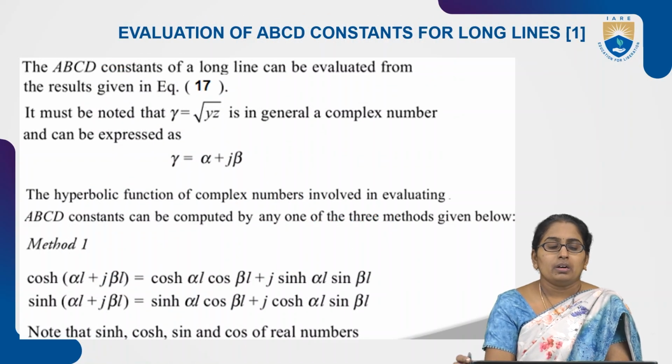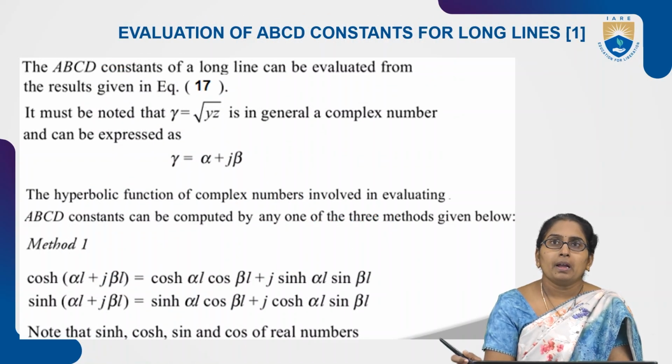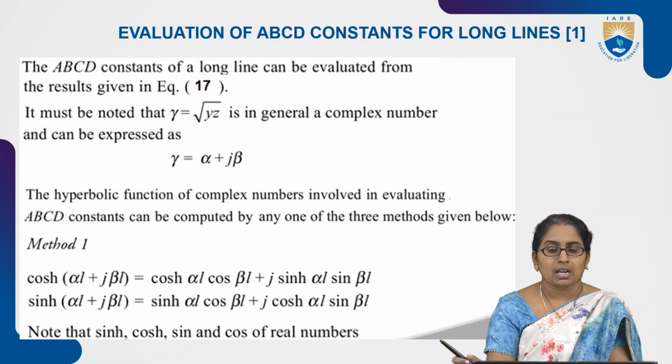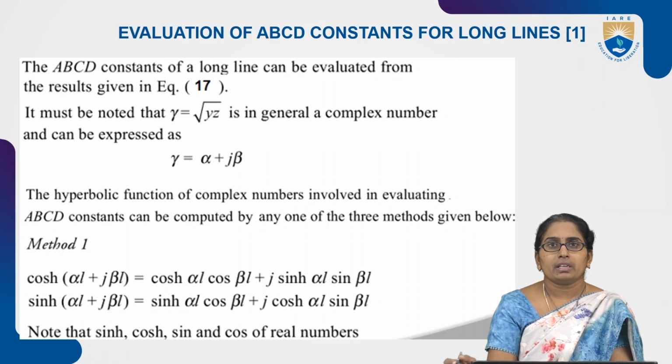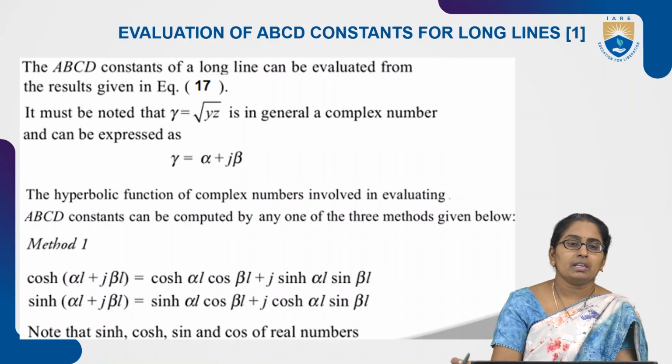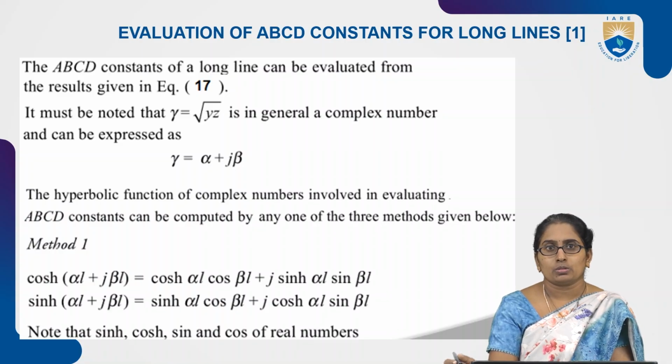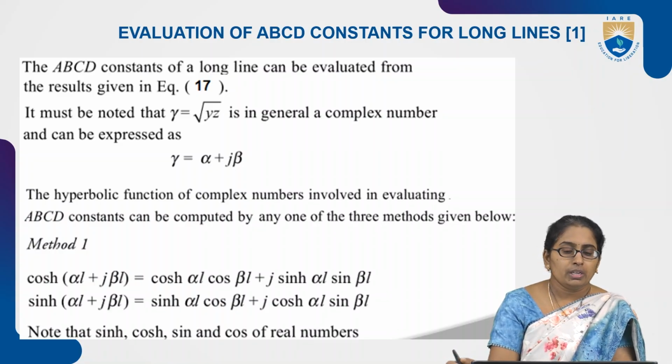Now, one more point here: how to evaluate the ABCD constants for long transmission lines. We will do a problem later based on long transmission lines, to know the performance of the line. That means we can indirectly calculate the ABCD constants of the line also. So for the long transmission line, they are given like this.